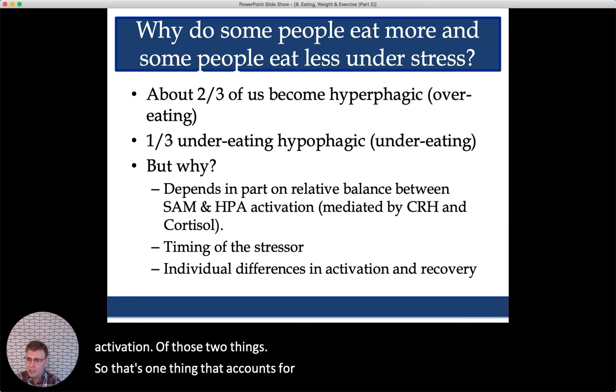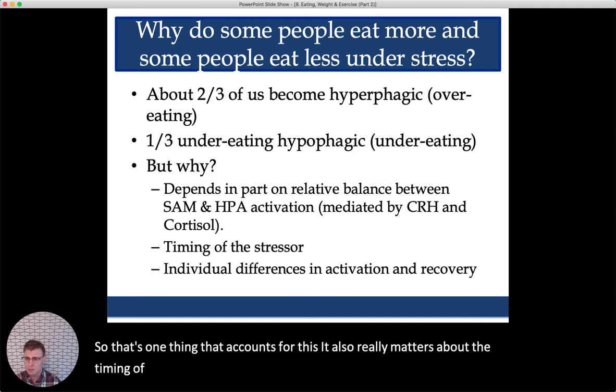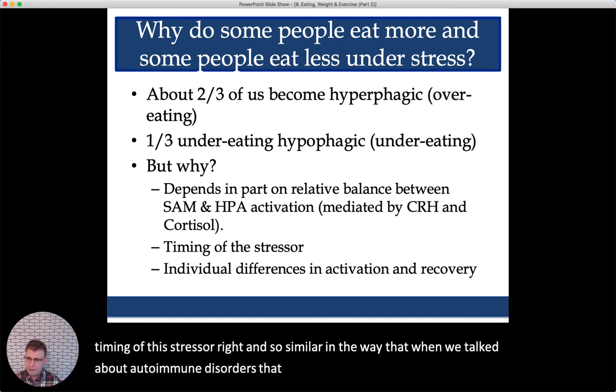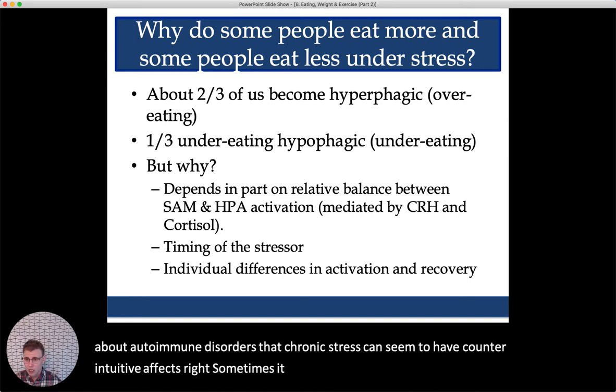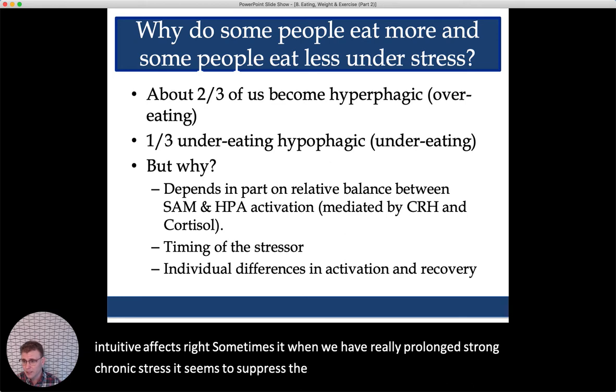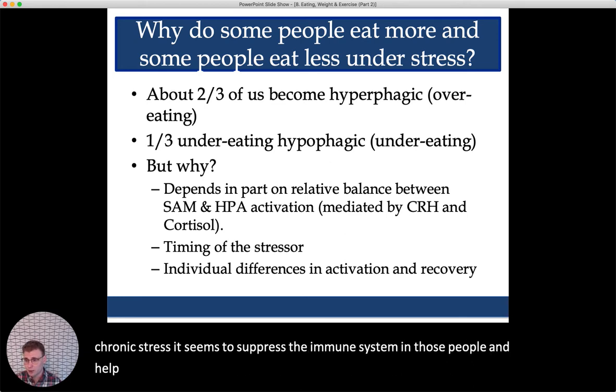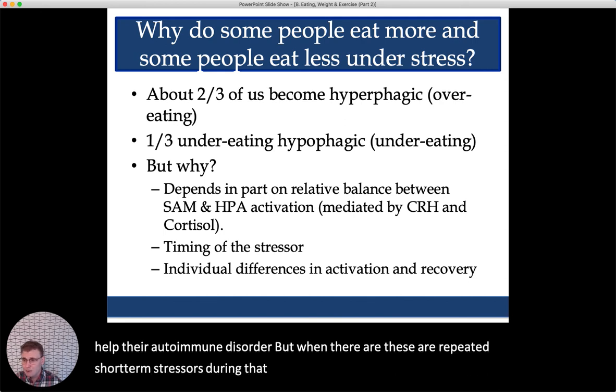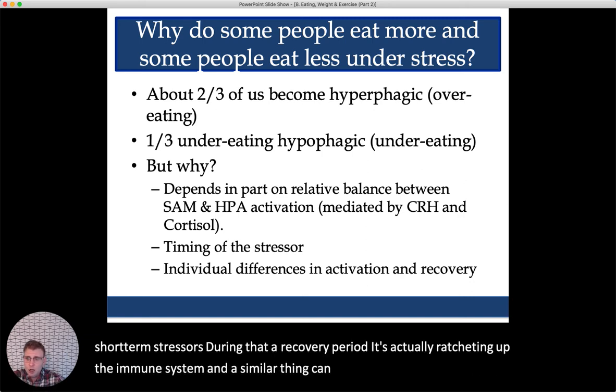It also really matters about the timing of the stressor, right? And so similar to the way that when we talked about autoimmune disorders, chronic stress can seem to have counterintuitive effects, right? Sometimes when we have really prolonged, strong chronic stress, it seems to suppress the immune system in those people and help their autoimmune disorder. But when there are these repeated short-term stressors during that recovery period, it's actually ratcheting up the immune system. And a similar thing can happen here with eating, right?